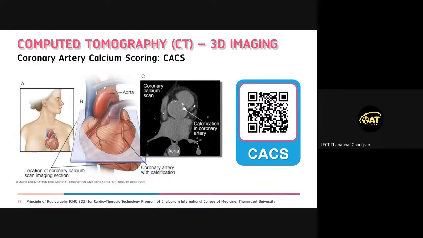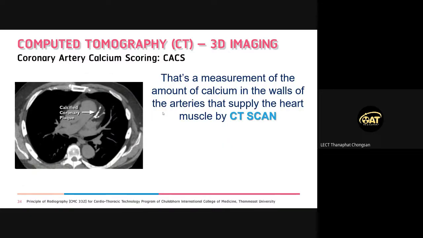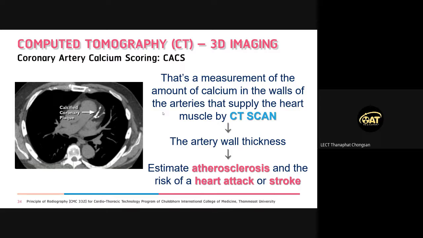Okay, next is coronary artery calcium scoring or CACS. This procedure is used to estimate the calcium level in the heart chamber and coronary artery, and we can scan this QR code for more information about the calculation. Especially, it is used to estimate atherosclerosis. Atherosclerosis can increase the risk of heart attack or stroke. Nowadays, it is used to estimate atherosclerosis and risk of heart attack or stroke.